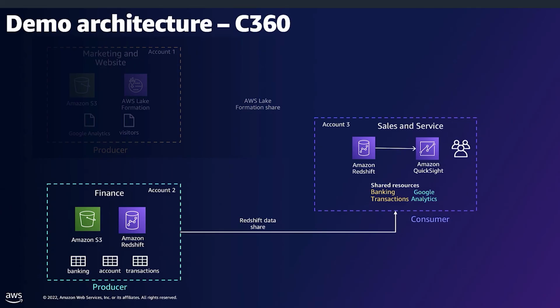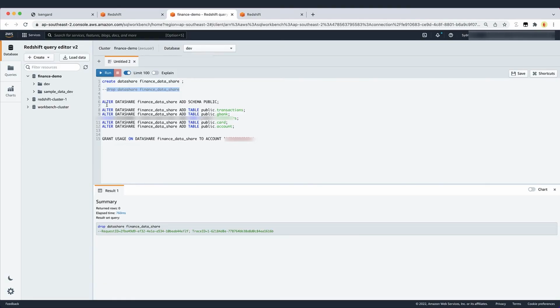This completes the first section of the demo. In the next section, we will show how to share data between different Redshift clusters in the finance and sales account. To do that, I have logged into the finance account, and I'm connected to the Redshift cluster in this account using Query Editor. Next, I'll set up the data share using few SQL statements.